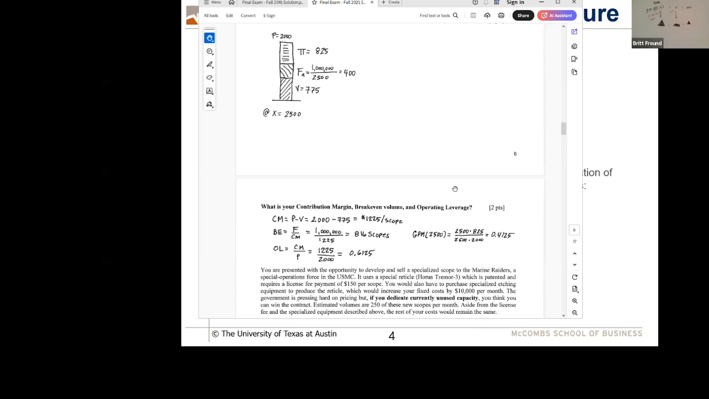2,500 times 1225 would be this pile right here, $3,062,500. That's what that pile would be right there, of which you owe the 1 million, which means your EBIT is $2,062,500. That's all that's going on, okay?